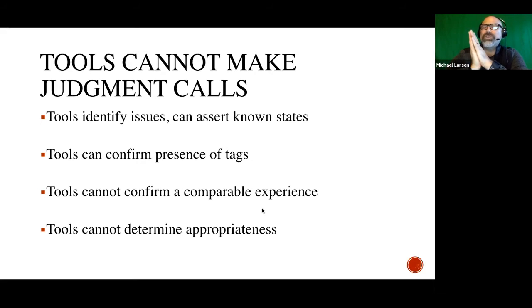Finally, with the tools that you use while you're doing your testing, a favorite phrase I use for this, it's also my phrase when it comes to automation, tools cannot make judgment calls. They can identify an issue, they can assert what's known, and if it doesn't match, they can tell you that. They can confirm the presence of tags. If you're asking, is a site accessible? Well, I can tell you if a tag exists or doesn't.